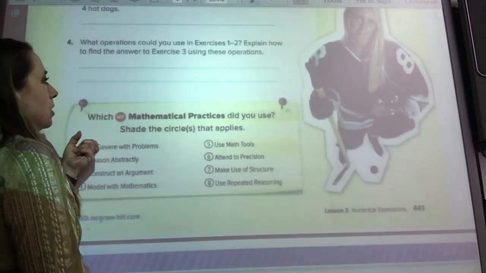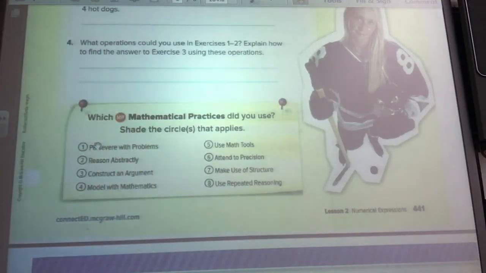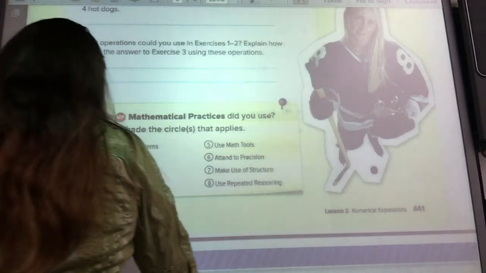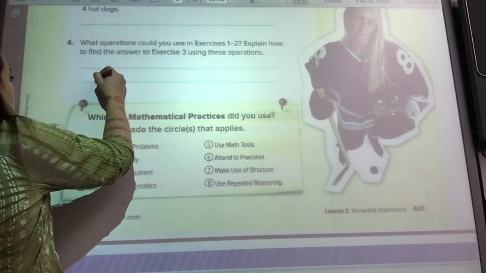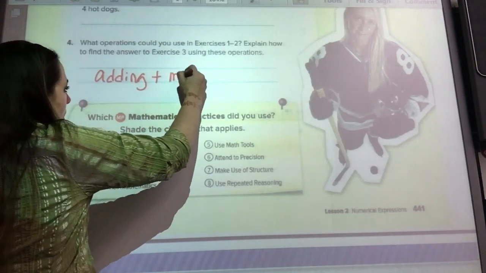All right, what operations did we use? We could have used a couple things. We could have added, right? We could have said 2 plus 2 is 4, and 4 plus 2 is 6. We could have multiplied, and then we added the two totals together, right? So I would say we did adding and multiplying.